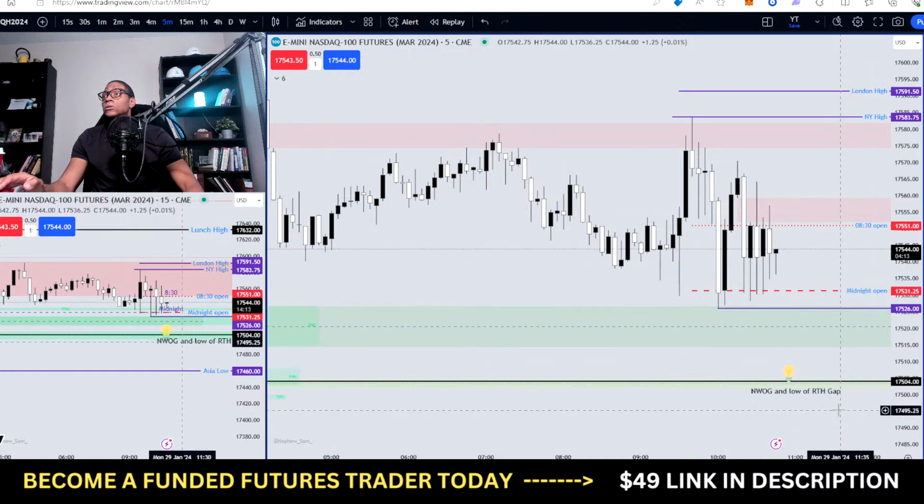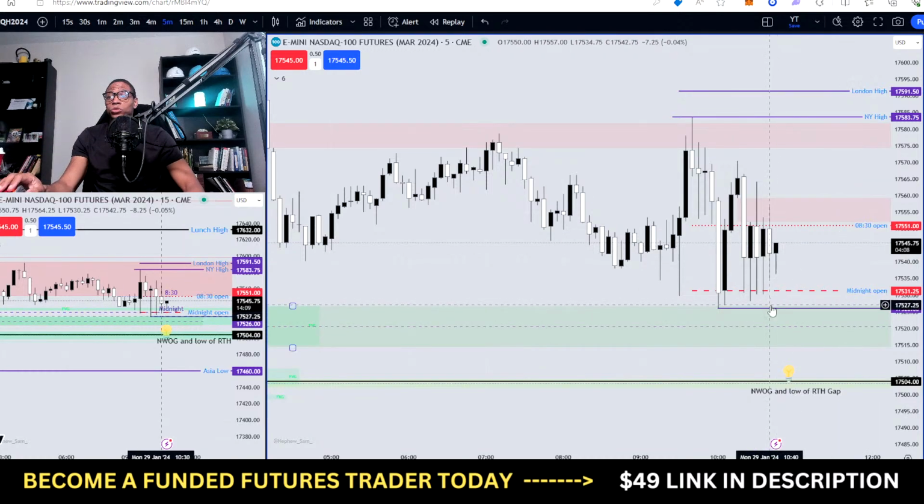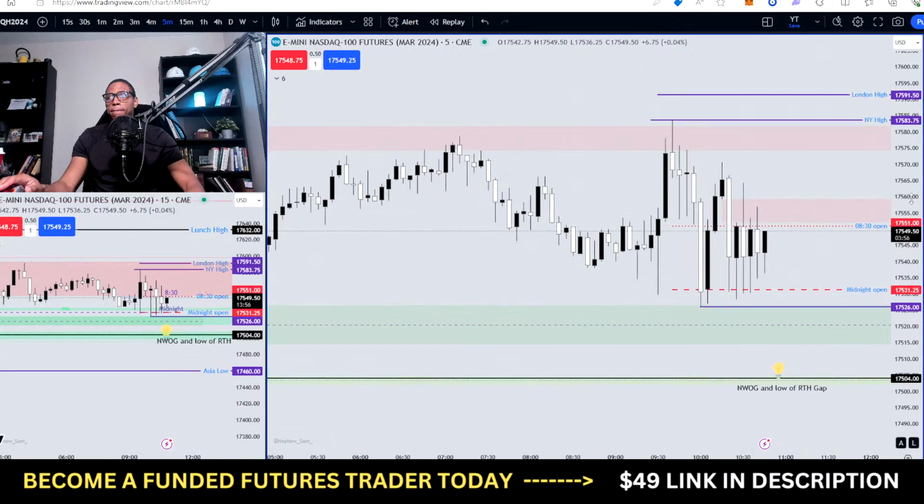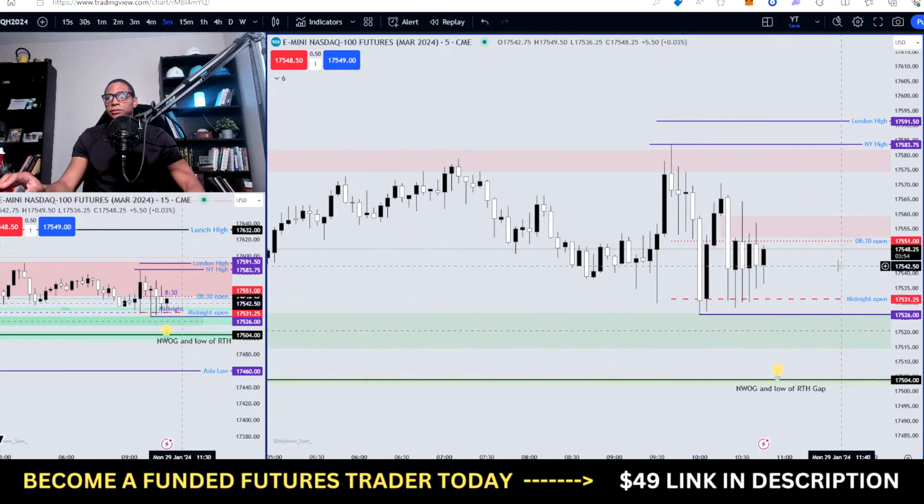If Asia low is not targeted, yes, we could still hit the London high. So we could sweep this low, which is the New York low here. We already swept that, but we could sweep out this low, trade through this fair value gap, hit the new week opening gap, and then reach for New York high and London high.